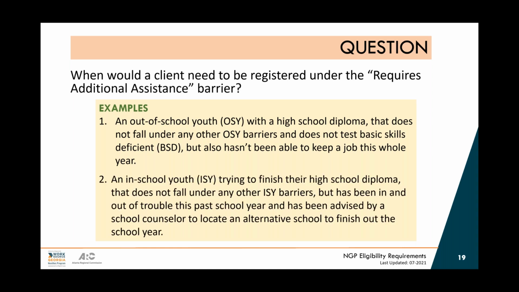For in-school youth, I have an example on here. Of course, it doesn't apply to you. But if you're trying to finish high school and you don't fall under any of the other barriers, but you've been in and out of trouble through the year and have been advised by a counselor to locate an alternative school to finish out the school year, that is a good example of someone who needs your assistance, because they've been told that this is not going to work and they need to find something else.